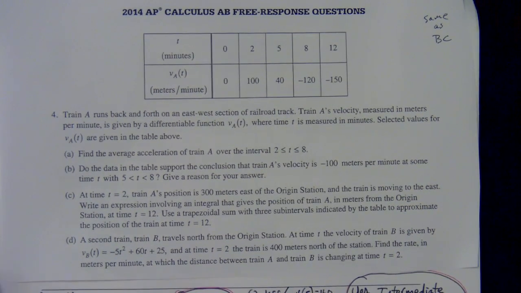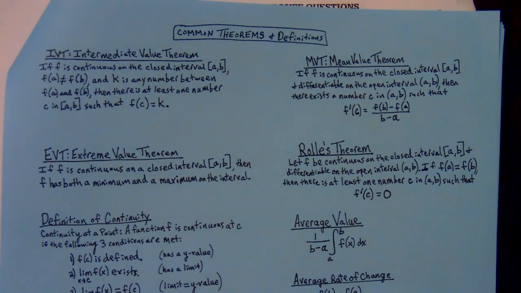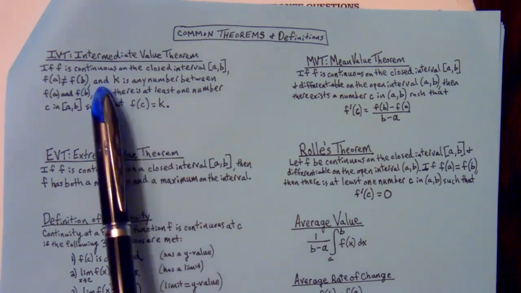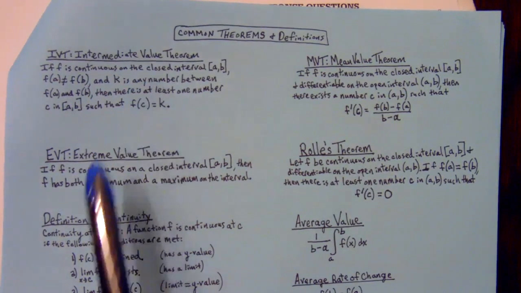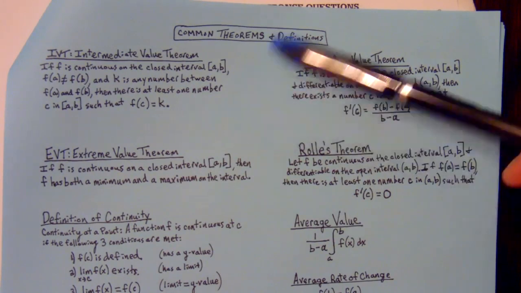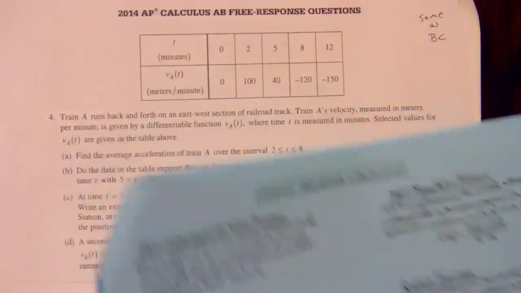Now, if it says, does the data support the conclusion? Must it be true? That's when they want to hear a theorem. You got to know your basic theorems. If you needed to watch a little refresher video I did over the theorems in the blue packet, go ahead and do so. But that's your intermediate value theorem. Anytime you have a y value down here and a y value up here, and you're going to say, hey, it's somewhere in between, that's your intermediate value theorem. That's what's going on right there.